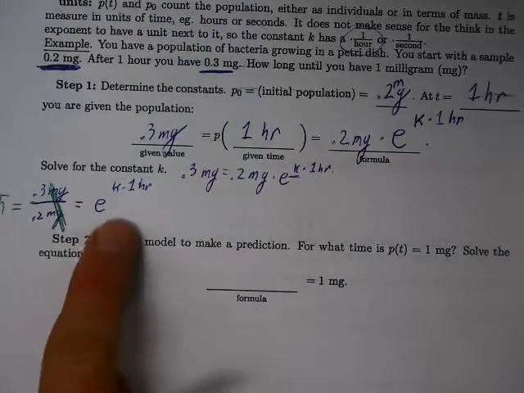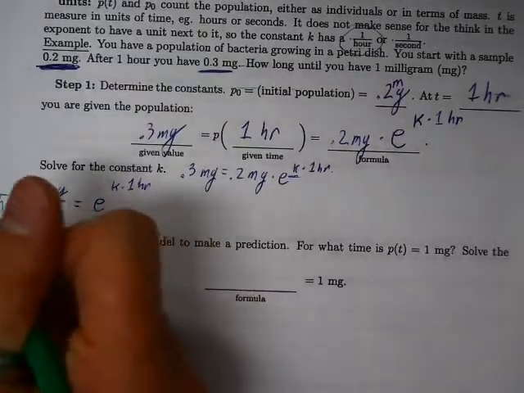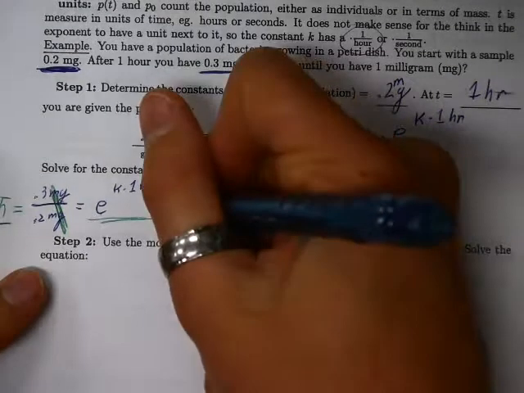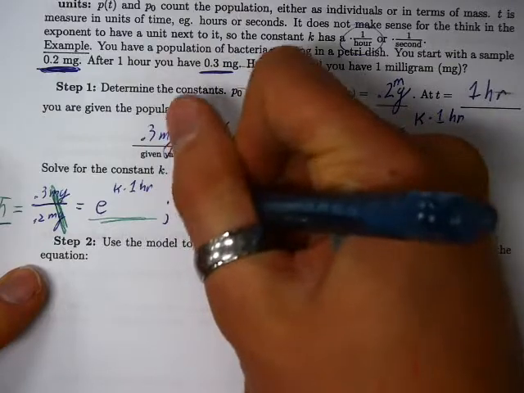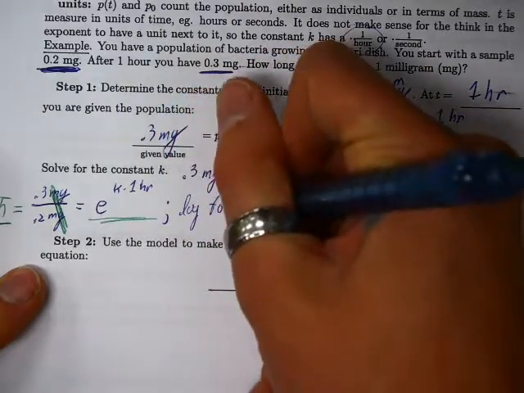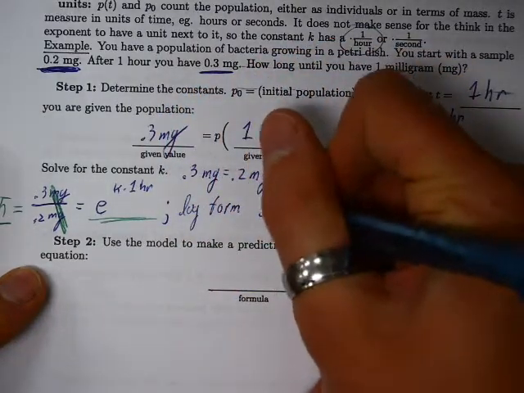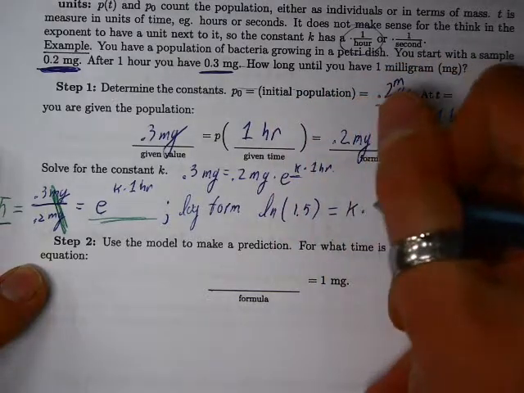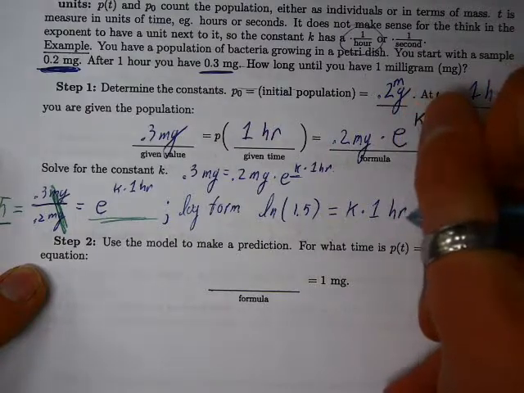So let's not think about expanding this side, because what do I see now? I see a number is equal to an exponential. That's an exponential equation. Could I rewrite that in log form? Yeah, let's do that. If you put it in log form, you'll wind up with ln of 1.5 is equal to k times 1 hour.